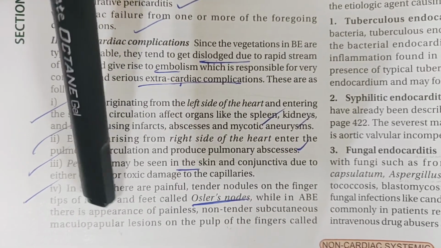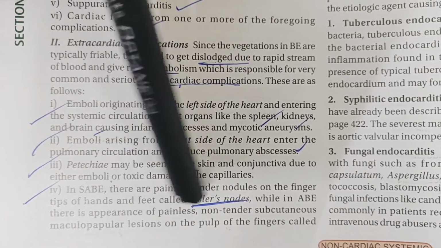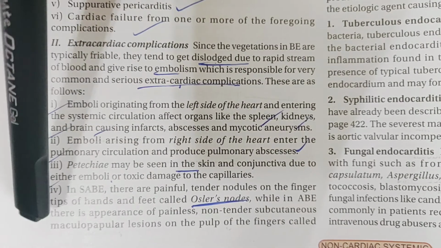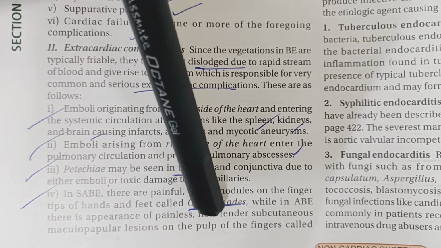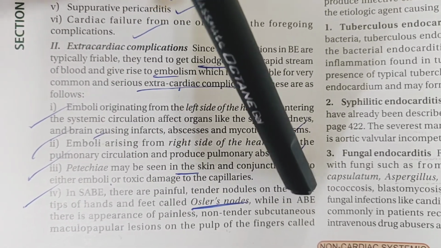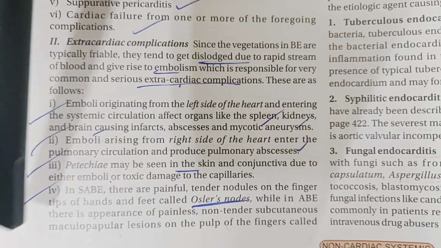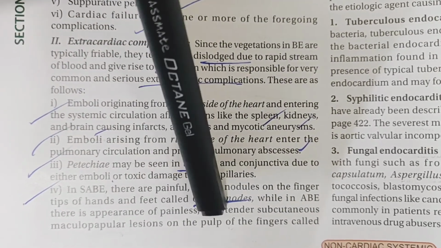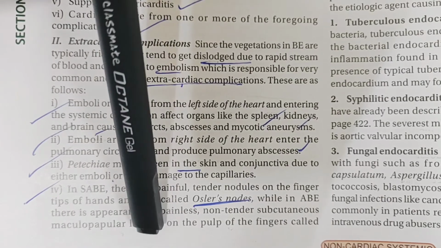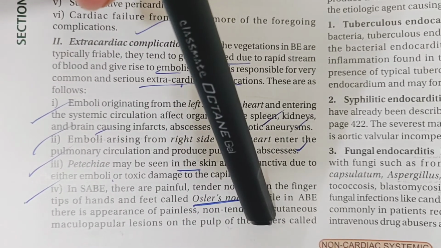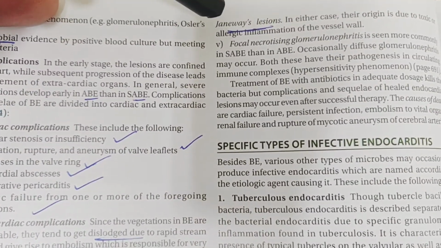In subacute bacterial endocarditis, there are painful tender nodules on the fingertips of the hand. They are called Osler's nodules, whereas in acute bacterial endocarditis, there is appearance of painless, non-tender subcutaneous maculopapular lesions on the pulp of the fingers. They are called Janeway's lesions.